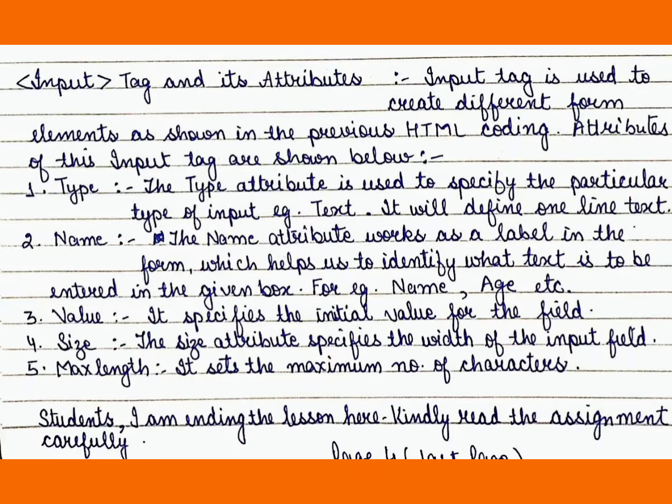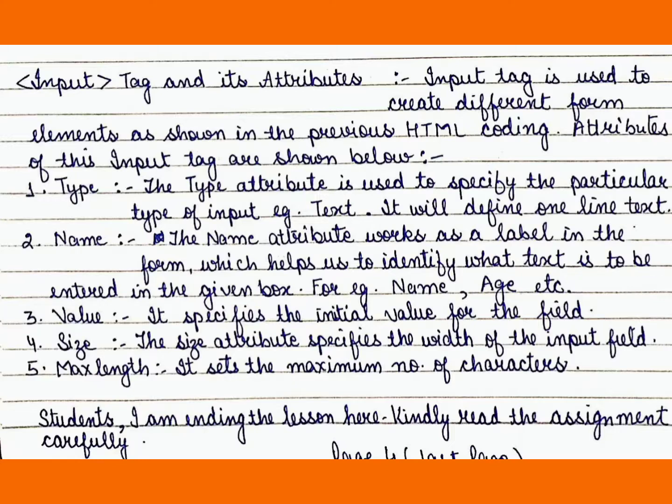Input tag and its attributes. Students, input tag is used to create different form elements as shown in the previous HTML coding. Attributes of this input tag are shown below. Number 1, type. The type attribute is used to specify the particular type of input. Example, text. It will define one-line text.